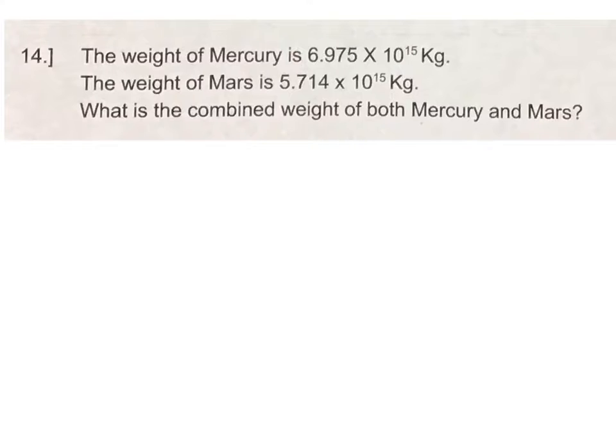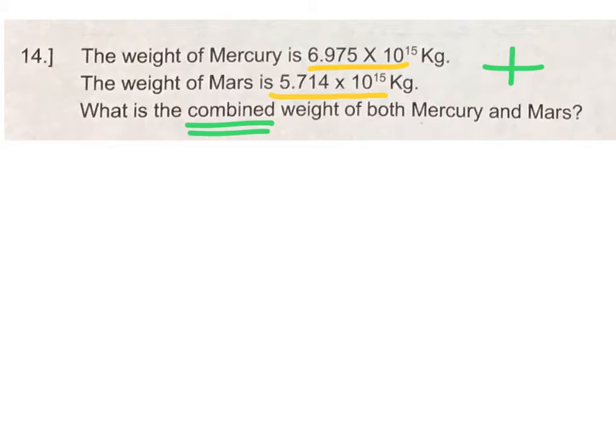Now we're on to some operations with scientific notation. So we have to read carefully to decide if we're going to add, subtract, multiply, or divide. The weight of mercury is 6.975 times 10 to the 15th kilograms, and the weight of Mars is 5.714 times 10 to the 15th. What is the combined weight of both Mercury and Mars? So we're going to combine the weights. So that means this is an addition problem.